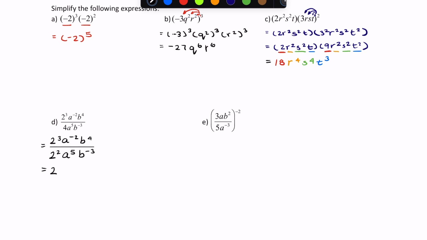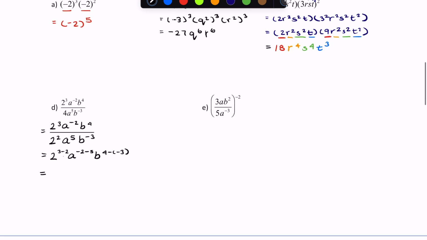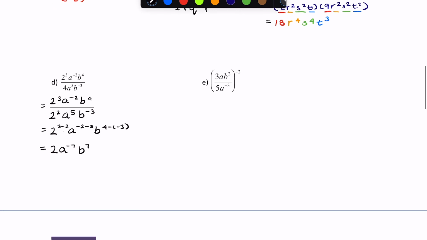And here we have a, so we can write that actually. So 2 to the power of 3 minus 2, a to the power of negative 2 minus 5, b to the power of 4 minus negative 3. So here we have 2 to the power of 1, a to the power of negative 7, and b to the power of 7. Remember, anything that's a negative exponent, we can write in the denominator. So our final answer will be 2b to the power of 7 over a to the power of 7.